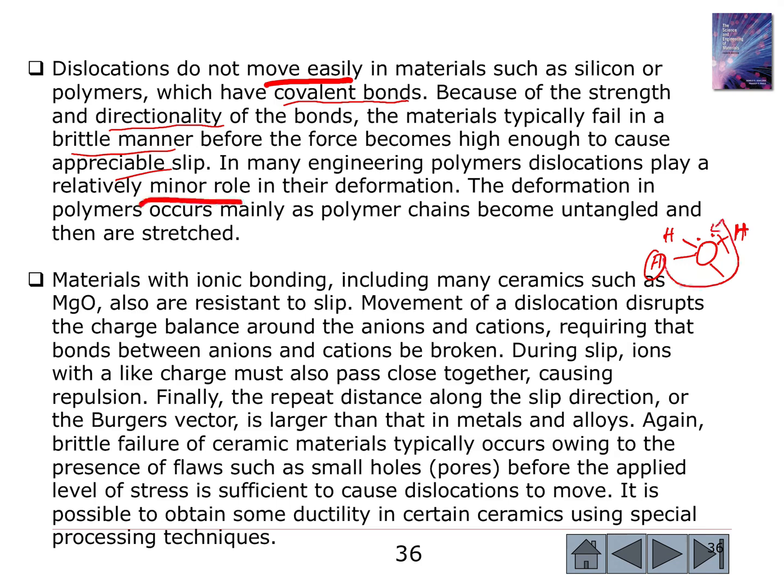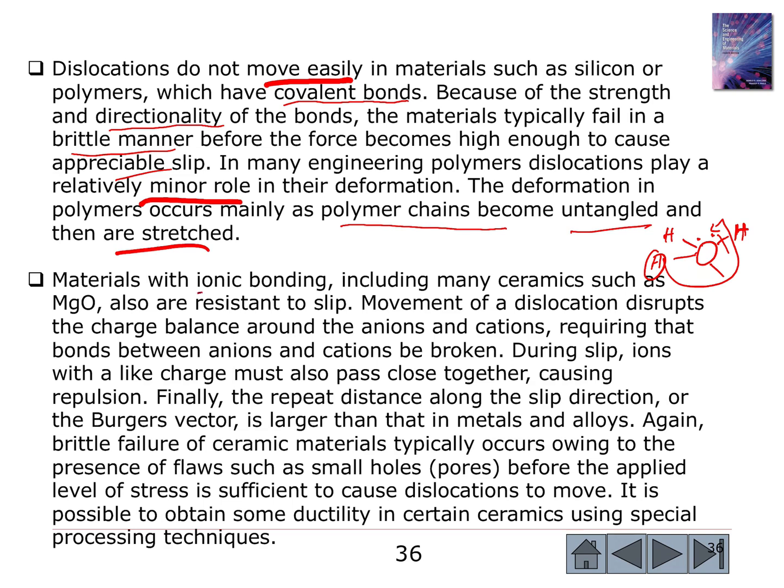The deformation in polymers occurs mainly as polymer chains become untangled and they are stretched, right? So mainly the deformation or the stretching that you see in polymers is not because of the motion of the dislocation, but it is because of the untangling of the polymeric chains inside the polymer, right? Because you know that polymers are made of very long chains.